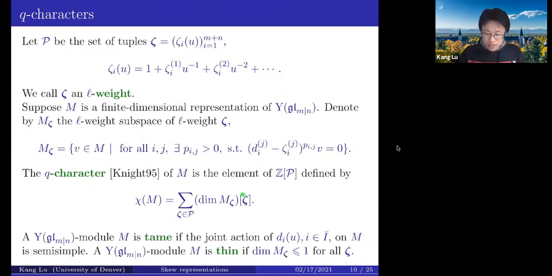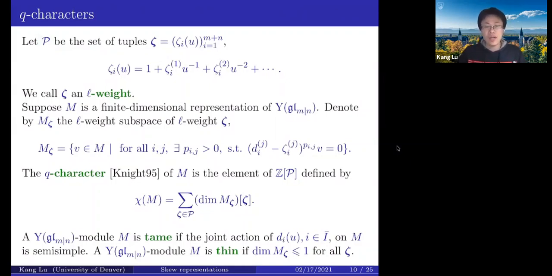Here this is the abelian group where the corresponding multiplication just multiplies the corresponding series in that position. And you can form a group ring for it. Then you define such an element in the group ring. So this is the dimension of the corresponding l-weight space. This is the one representing the l-weight.